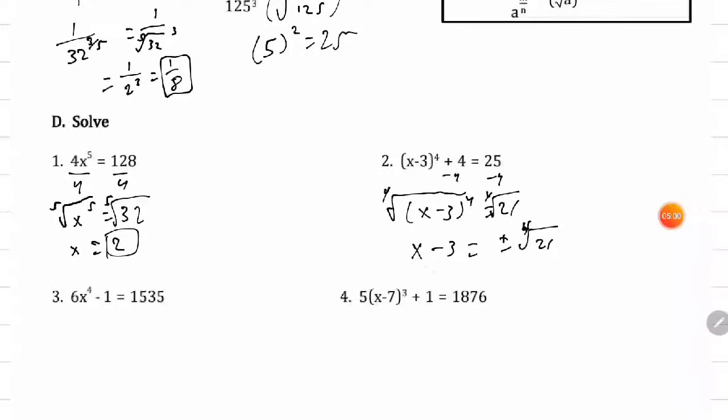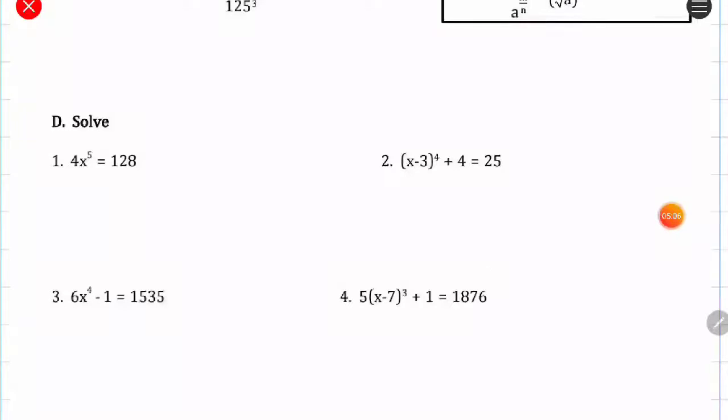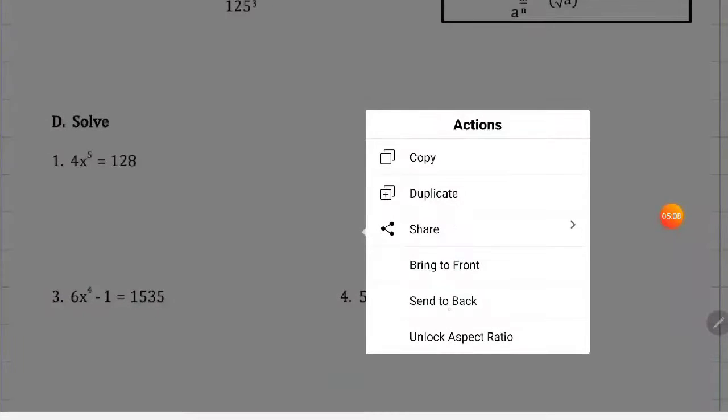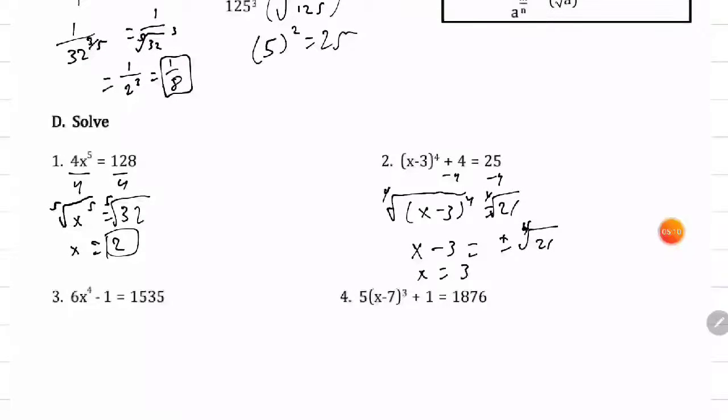So last thing to do is add 3 over. So I have x equals 3 plus, whoa, where'd everything go? Send it back, please. 3 plus or minus the 4th root of 21. And that is 2 real roots. Alright, let's keep going.